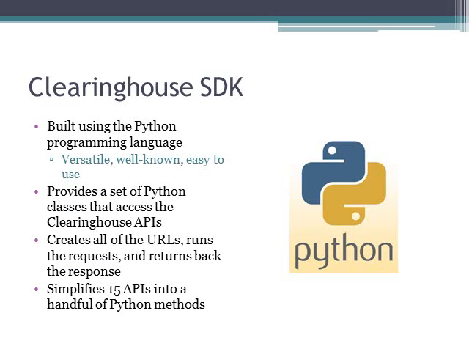The Clearinghouse SDK was built using the Python programming language. Python is versatile, well-known, and easy to use. The SDK provides a set of Python classes that access the Clearinghouse APIs. The Python classes will create all of the URLs, run the requests, and return back the response data. The SDK then simplifies 15 APIs into a handful of Python methods.